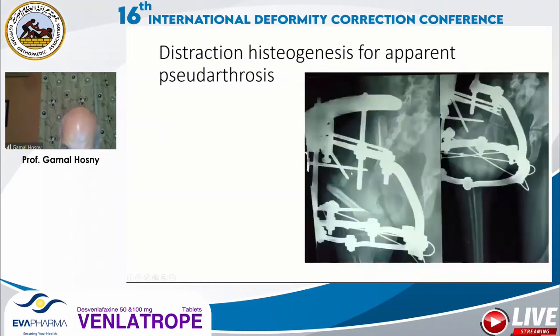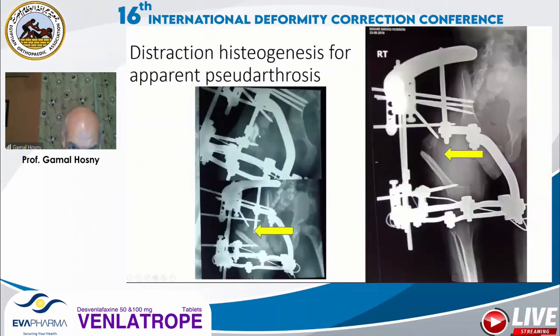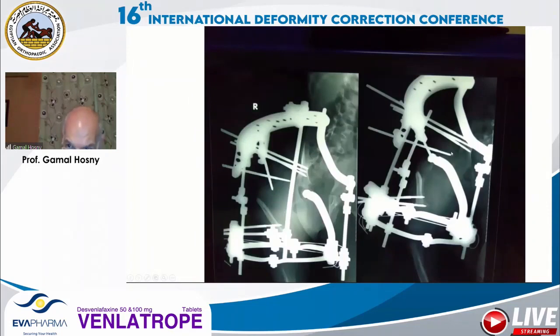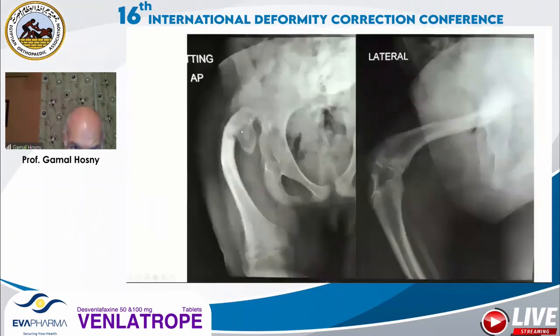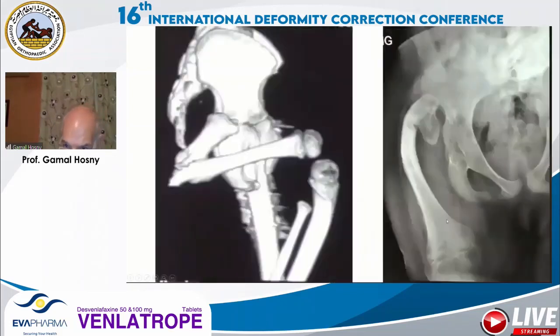We fix the pelvis and the proximal femur together. We fix the distal femur, and we do distraction histogenesis. You see bone formation during distraction. Bone formation, more distraction, more distraction. You see the bone formation. And after 4 years, you see the length of the femur. And this is for pelvic support osteotomy afterwards. You see before and after.